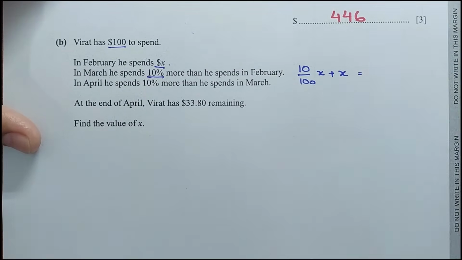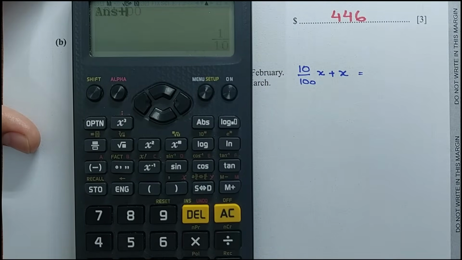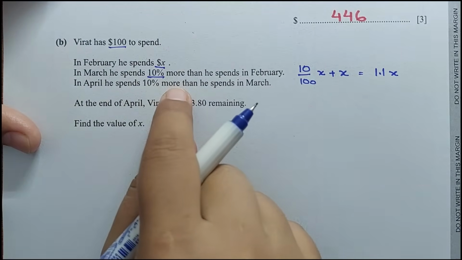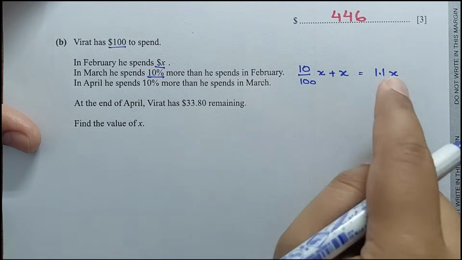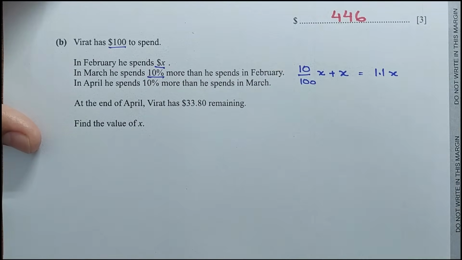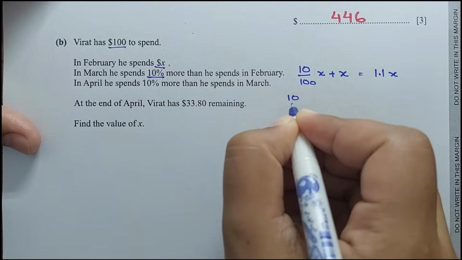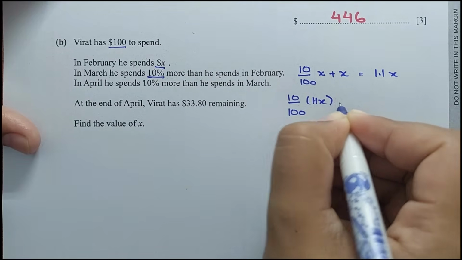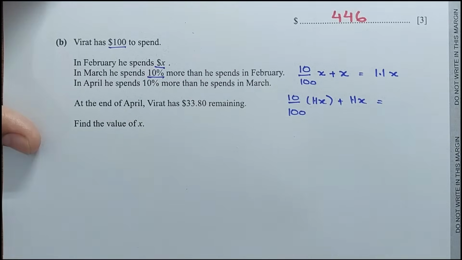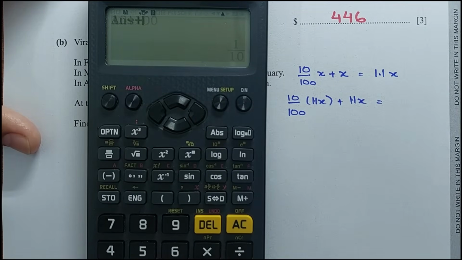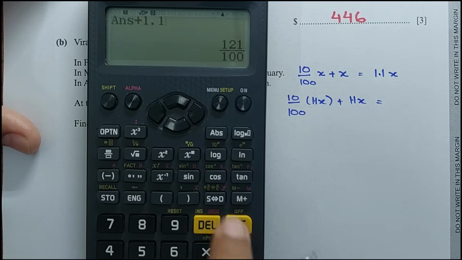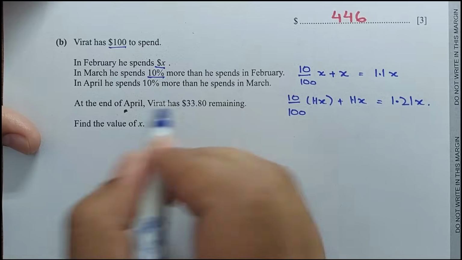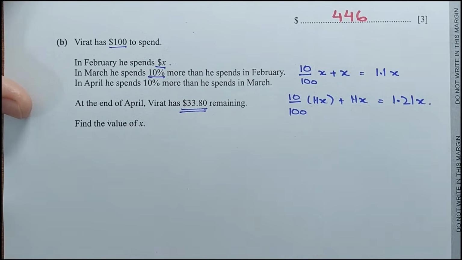So what is that solution? We have 10 over 100 plus 1, that is 1.1x. In April he spent 10% more than he spent in March. So again it's 10% more than he spent in March. So 10% of 1.1x added to 1.1x, that is 1.21x. At the end of April, Virat has $33.80 remaining. Find the value of x.